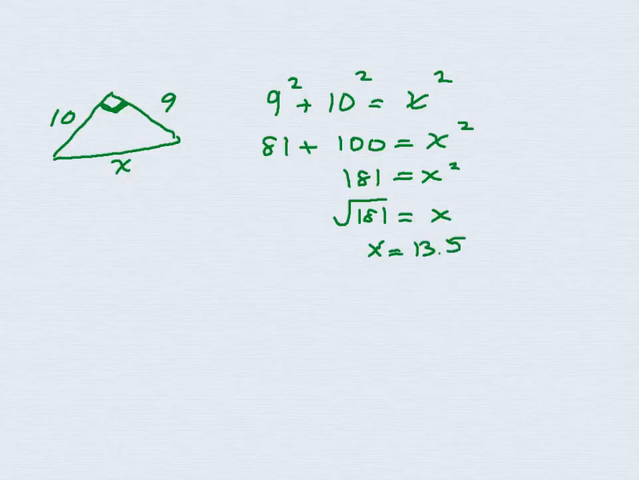If it was centimeters, it'd be centimeters. If it was millimeters, it'd be millimeters. If it's units, it's just units. And that is the length of the hypotenuse. Note, it's longer than either of the 2 legs.